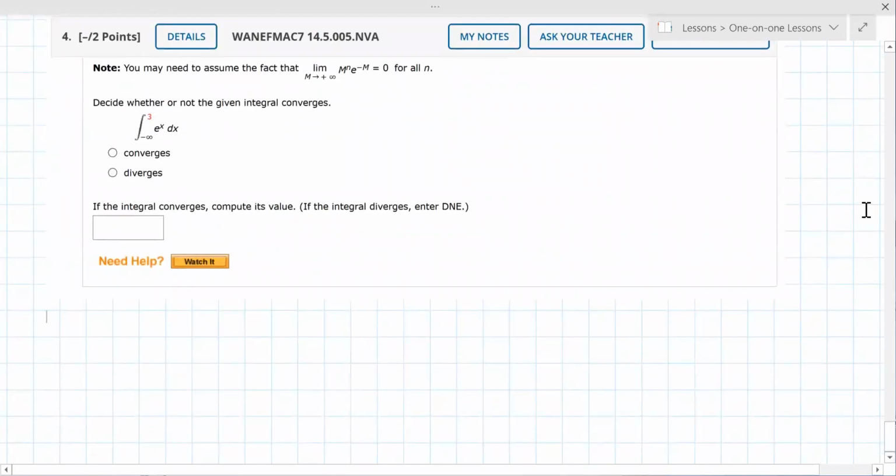All right, this problem, you're integrating e to the x. This thing up here shows that if it's e to the minus x, it does converge. So you might think, oh, it's positive x. Well, it doesn't converge. The problem is it's negative infinity, so it's slightly different than positive infinity. But we're going to do the same thing. The antiderivative of e to the x is itself, and you're going to evaluate that from minus infinity to 3.